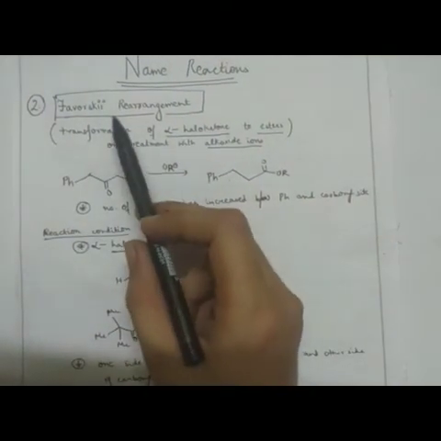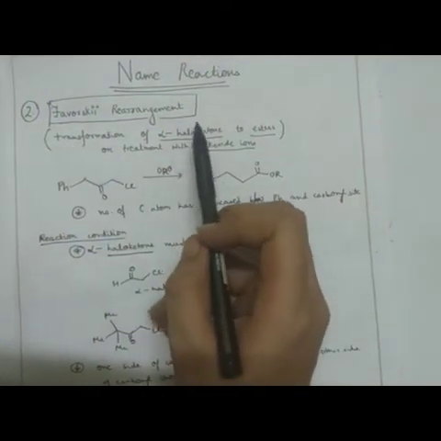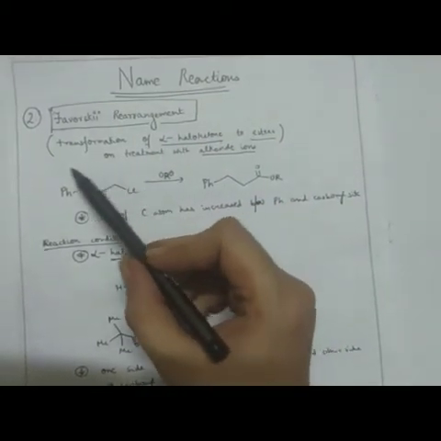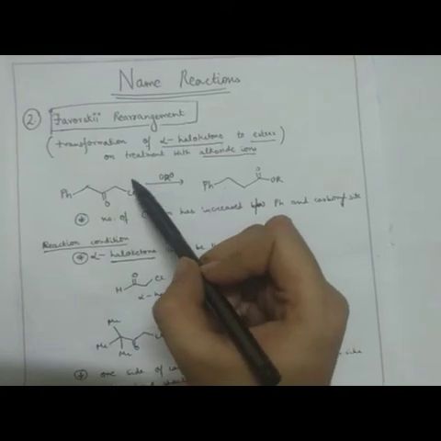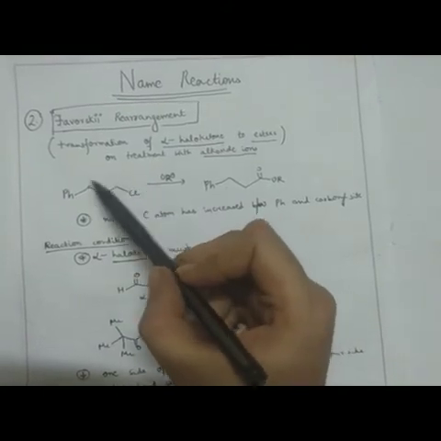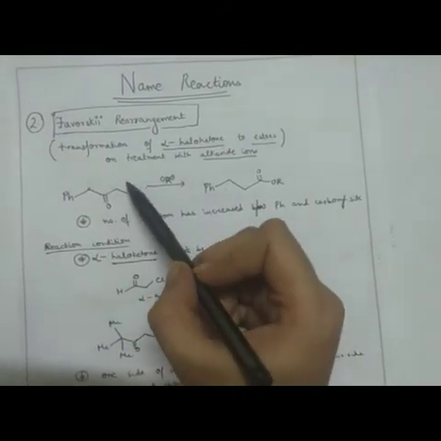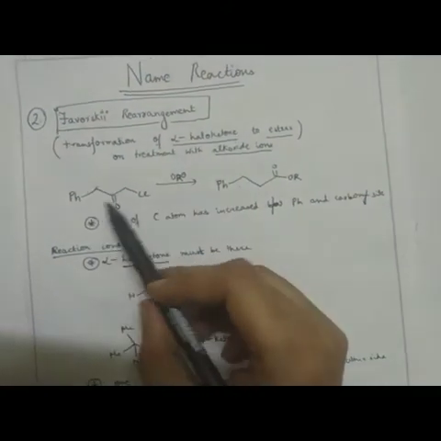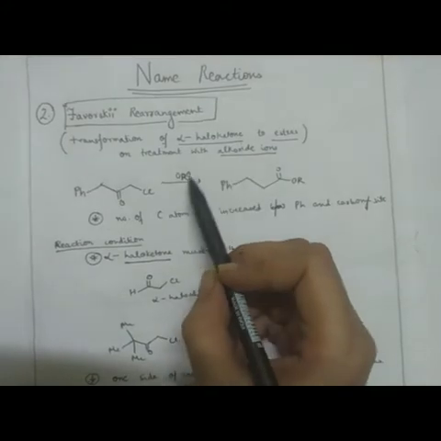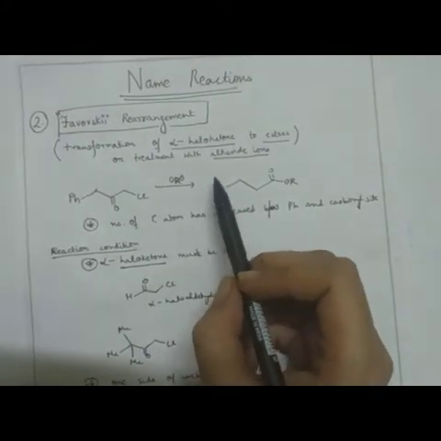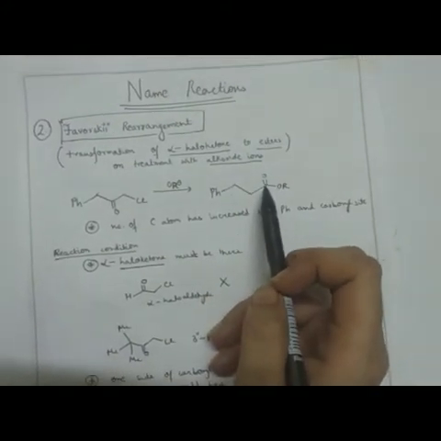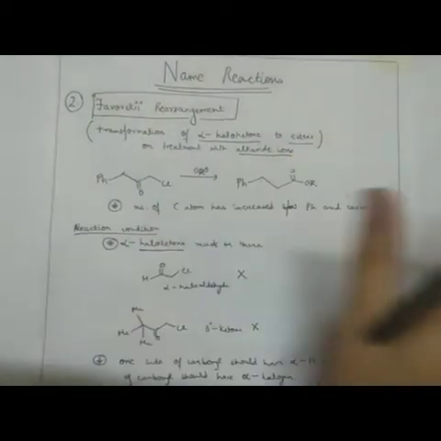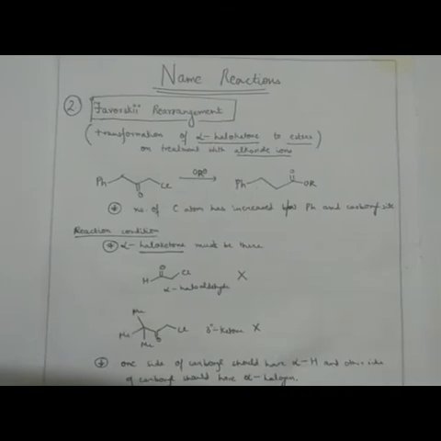So the Favorskii rearrangement is the transformation of alpha haloketones to esters. What is an alpha haloketone? The ketone which has a halogen on its alpha side. When we treat this compound with OR minus, which is an alkoxide ion, we obtain an ester, right? We will discuss the mechanism later. I'm just telling you what the reaction looks like.